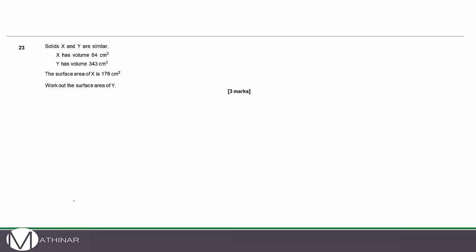Question 23. Solids x and y are similar. X has a volume of 64, y has a volume of 343. The surface area of x is given, now work out the surface area of y. Okay, so this is to do with similar areas and volumes. So let's write down the ratios that we know. So ratio of volume, x to y. So x is 64 and y is 343.